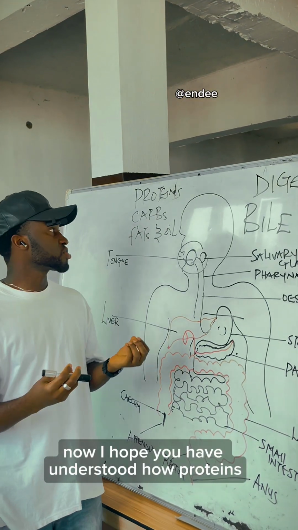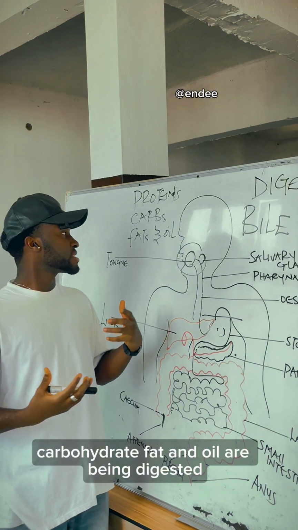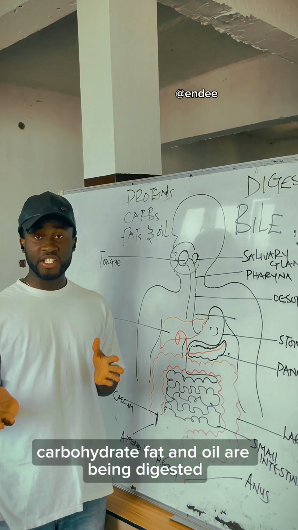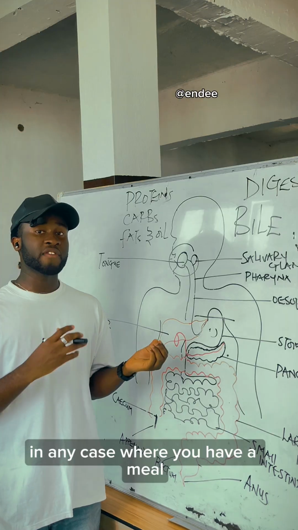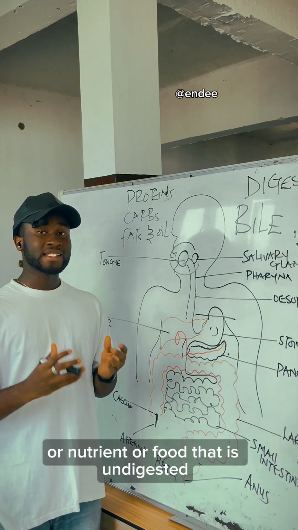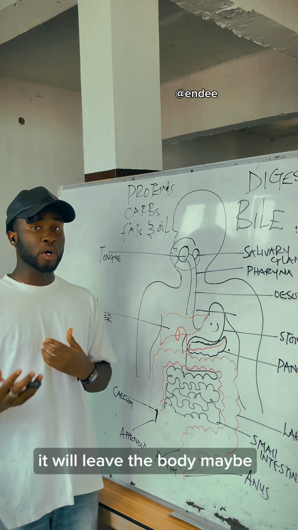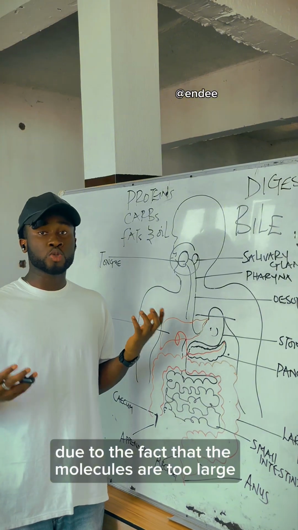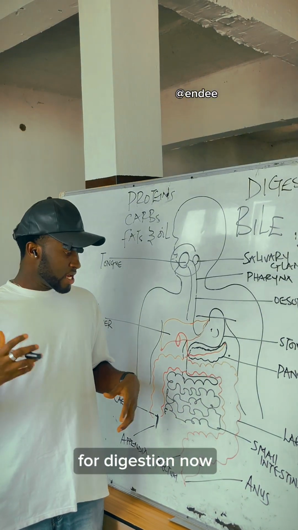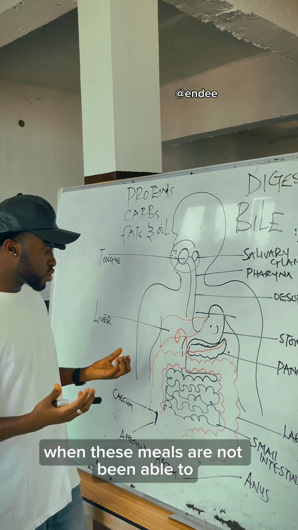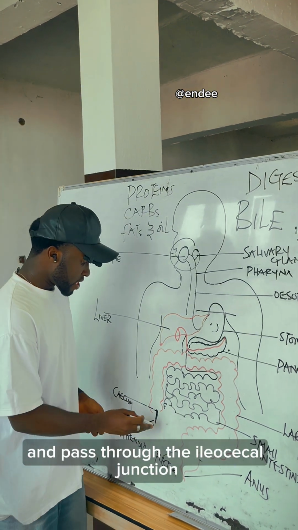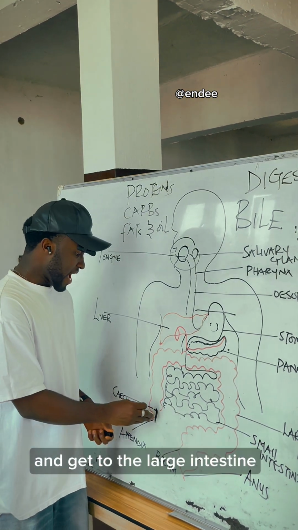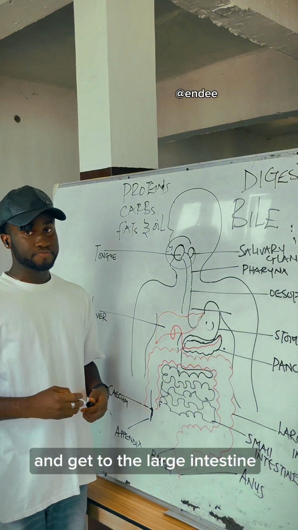Now, I hope you have understood how proteins, carbohydrate, fat, and oil are being digested. Now, in all these things that have happened, in any case where you have a meal or nutrient or food that is undigested, it will leave the body, maybe due to the fact that the molecules are too large for digestion. Now, when these meals are not able to be absorbed in the small intestine, they will leave the small intestine and pass through the ileocecal junction and get to the large intestine.